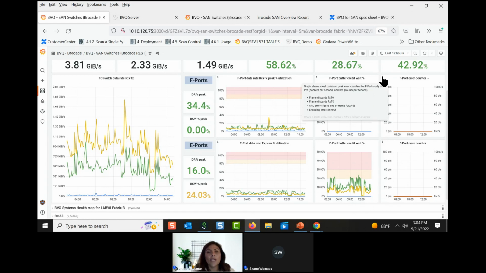And then I would like to introduce you to our systems health map.